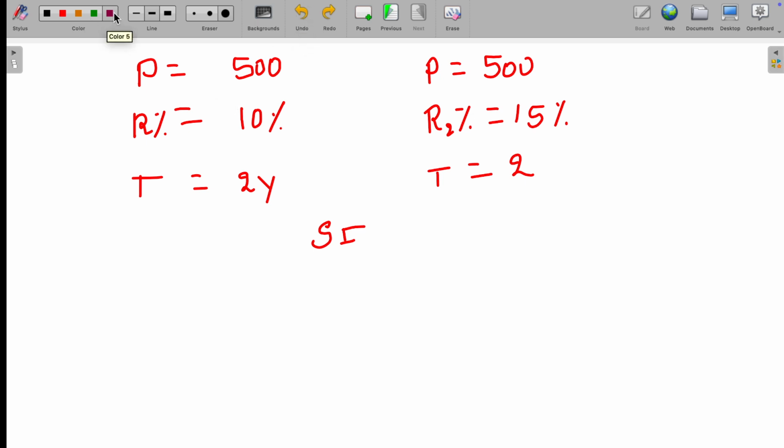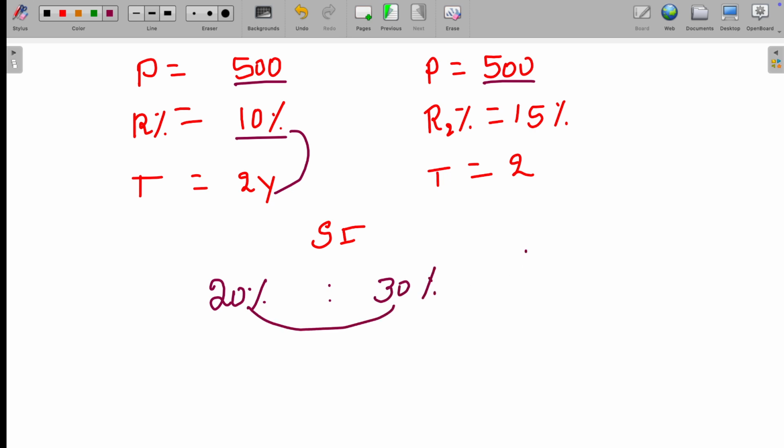See, every year the interest is constant. Is the principal constant in both cases? Yes or no? The principal is the same. Then for 1 year 10% means for 2 years how much interest will we get in the first scheme? 20% interest. Then 15 into 2, I will get 30% interest. Then the difference will be 10%. 10 percent of 500, if the principal is the same, I can apply it like this. So 10% of 500 is how much? 50 rupees. So the difference is 50 rupees. Is it clear how to apply it?